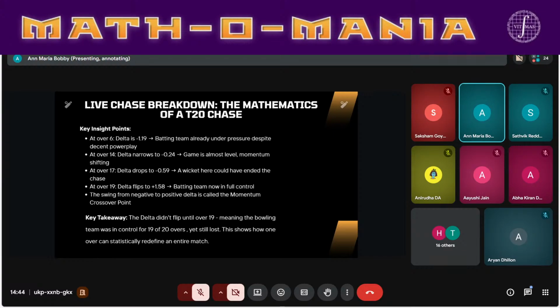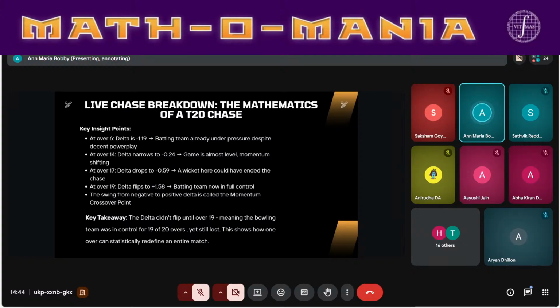So at over 17, pressure builds again. The batting team is slightly behind the required pace. If a wicket fell here, the chase could have become very difficult. But since it didn't, it's fine. So at over 19, the delta flips back to plus 1.58. The batting team now is in full control.